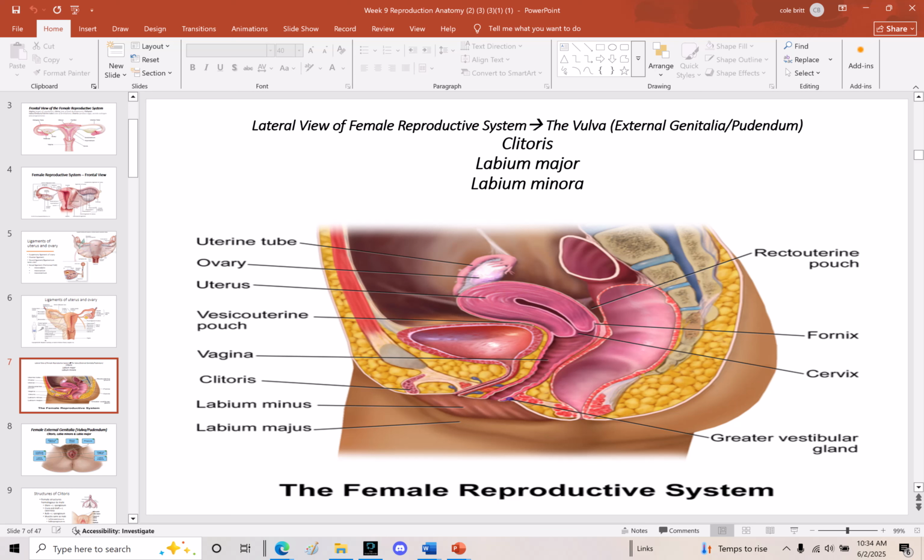I put this picture in here because of this right here. Now here's the uterus, and see how it lays right on top of the bladder.